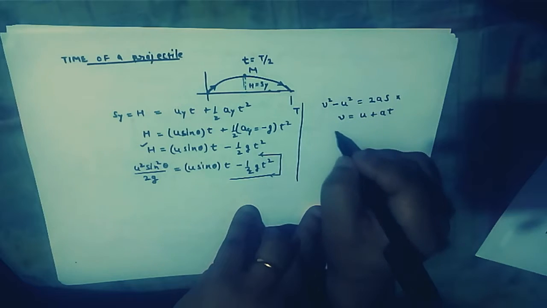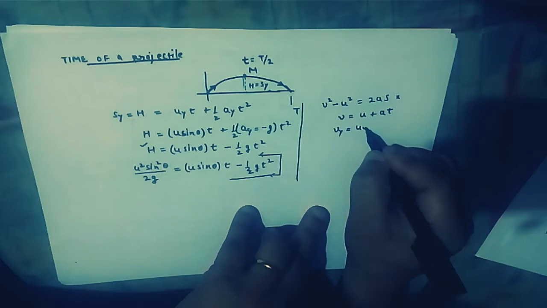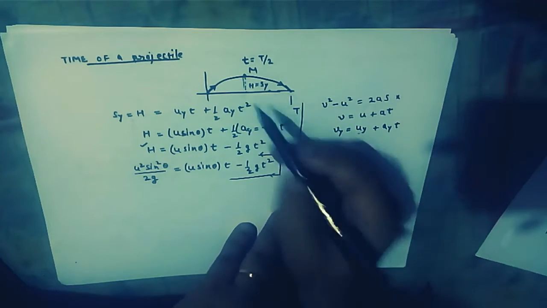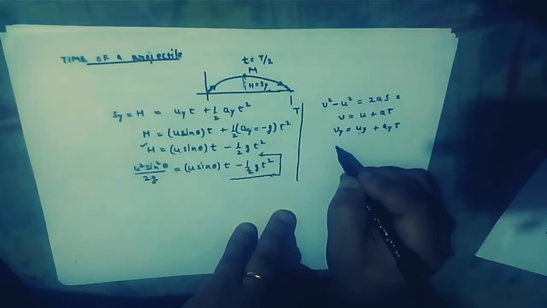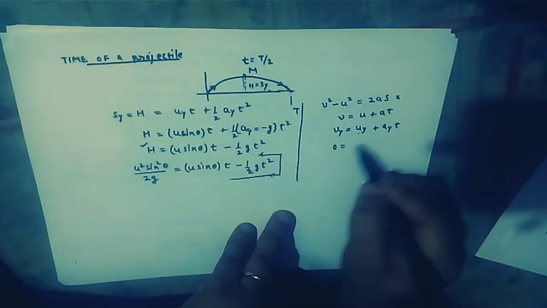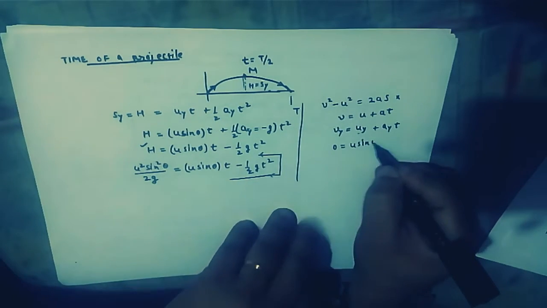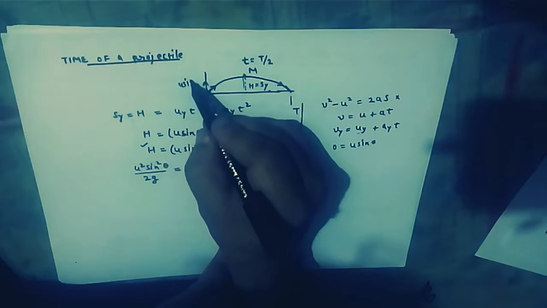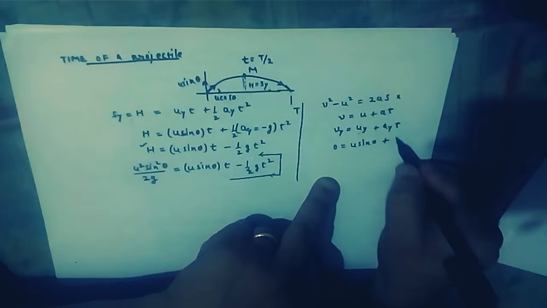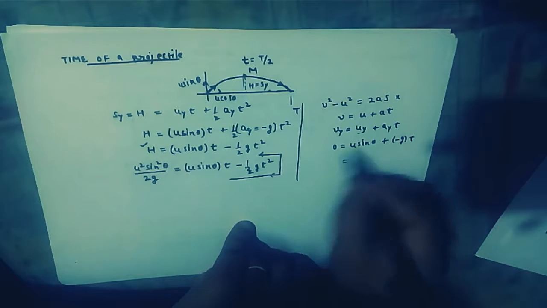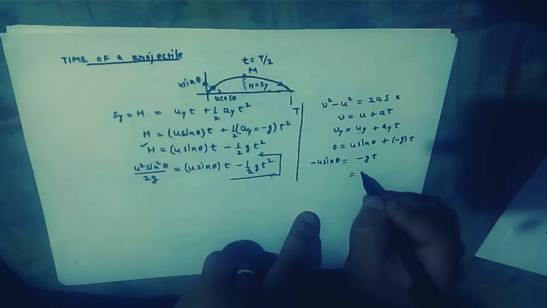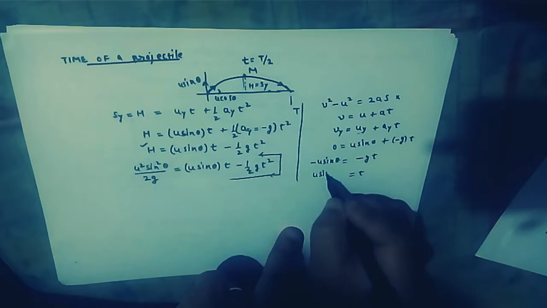So velocity for y-axis is the initial velocity along y-axis plus ay into t. So here you can find out what is the velocity. At that point M, the velocity along y-axis was 0, and the initial velocity was u sin theta, which was going upward, and the horizontal component was u cos theta, right? So you can put the value here. So that would be 0 equals u sin theta minus g into t. So t would be u sin theta upon g.